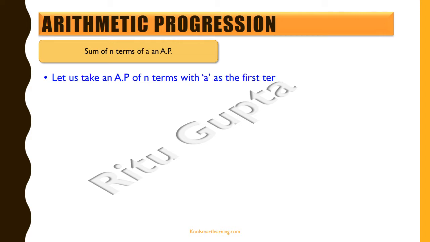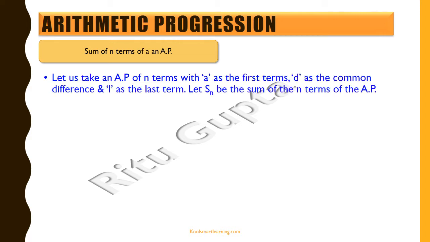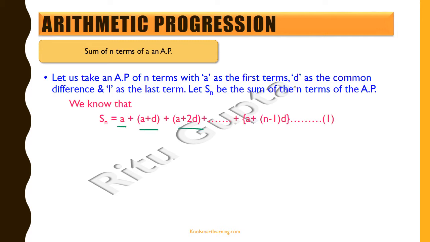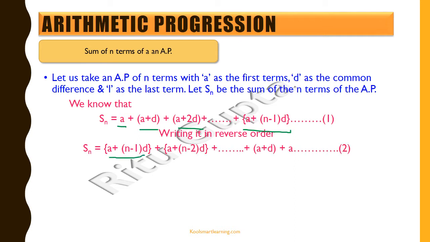Let's take an AP with n terms where a is its first term, d is the common difference, and l is the last term. Let's denote the sum by Sn. Now we know that Sn is equal to the first term plus second term plus third term till the last term, which is a plus (n minus 1)d. Writing it in reverse order, we write the last term first, then the second last term, till the first term.